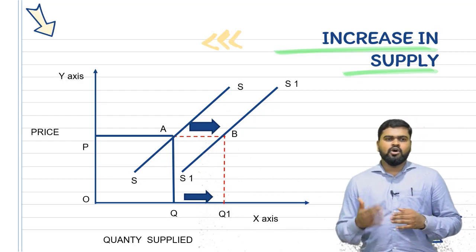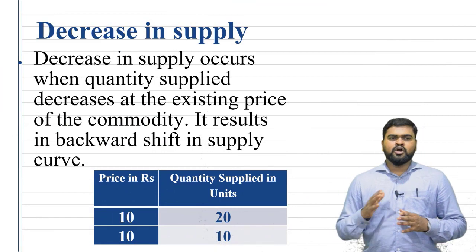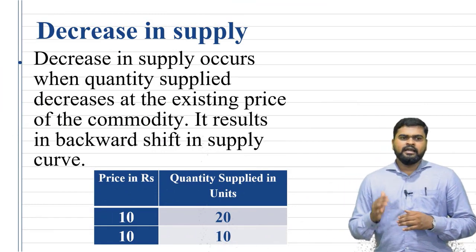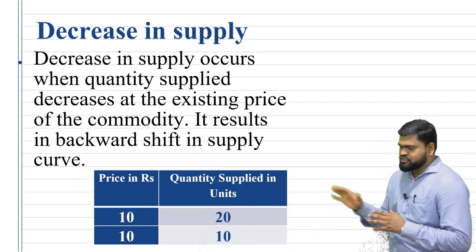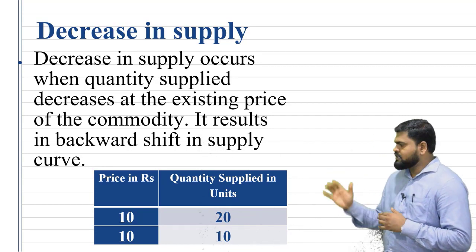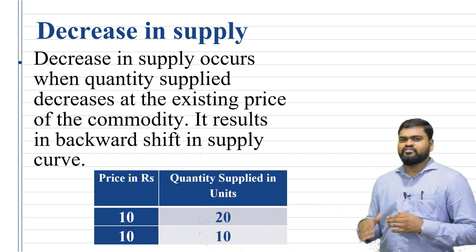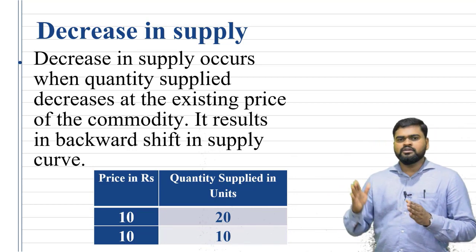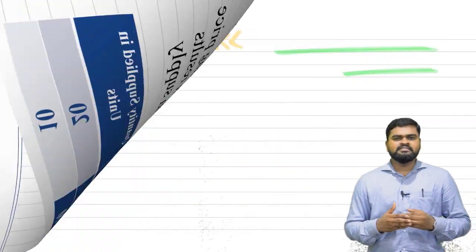Next we will move on to decrease in supply. Now decrease in supply occurs when quantity supply decreases at an existing price of the commodity. It results in backward shift in supply curve. If you look at the schedule, price remaining constant, that is price is 10, quantity supply is 20. Price remaining constant, that is 10, quantity supply decreases from 20 to 10, which simply says that price remaining constant, quantity supply decreases. Let us move on to the diagram of decrease in supply.